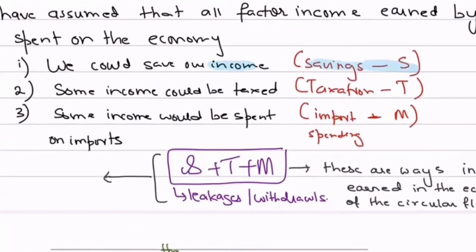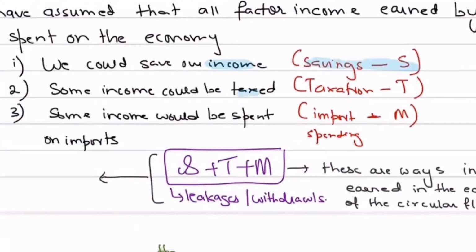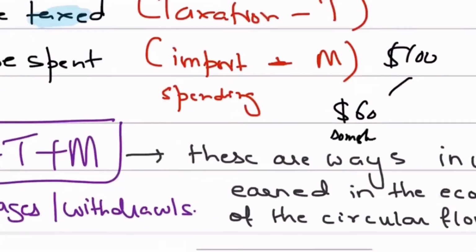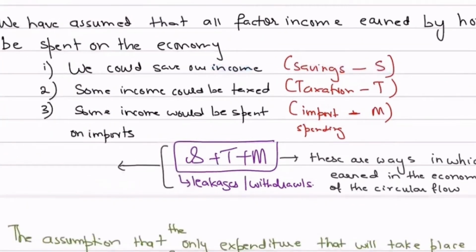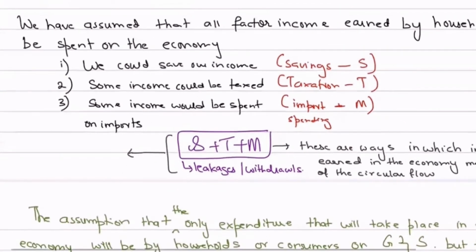Maybe if I earn $100 as income, some of that income would be taxed as well. Maybe if I get $100 as income, against that income, maybe I spend some of it. So against $100, I spend $60 in buying goods and services domestically, right? And on the other hand, I spend $40 on imports. M is for imports, right? So again, not all income is spent domestically. The narrative that we're trying to establish is that not all income would be spent on buying goods and services that are produced domestically.